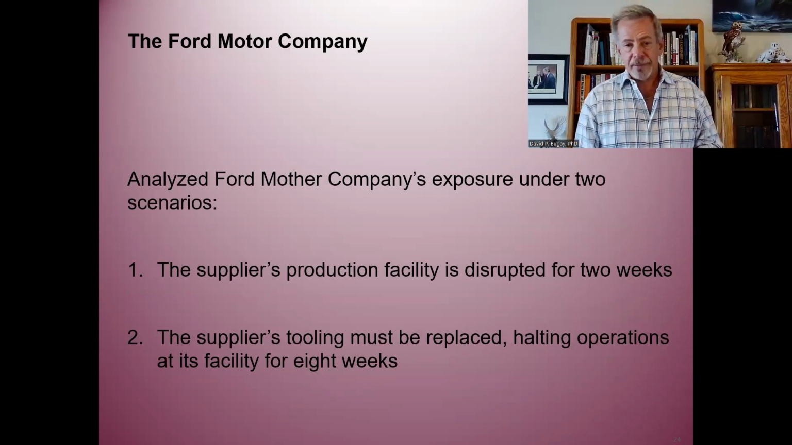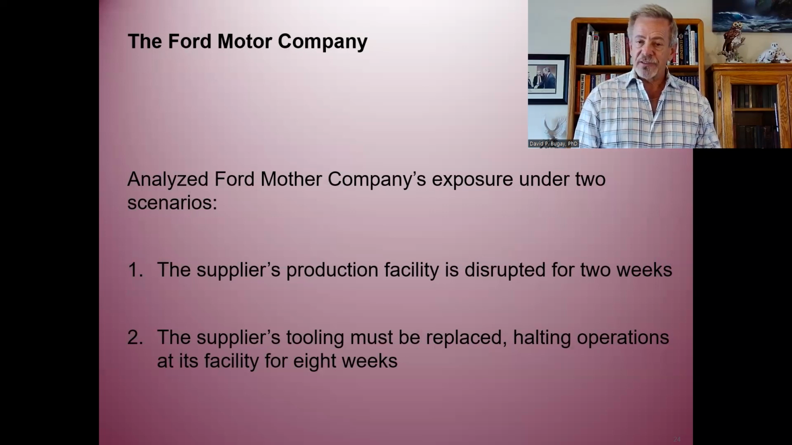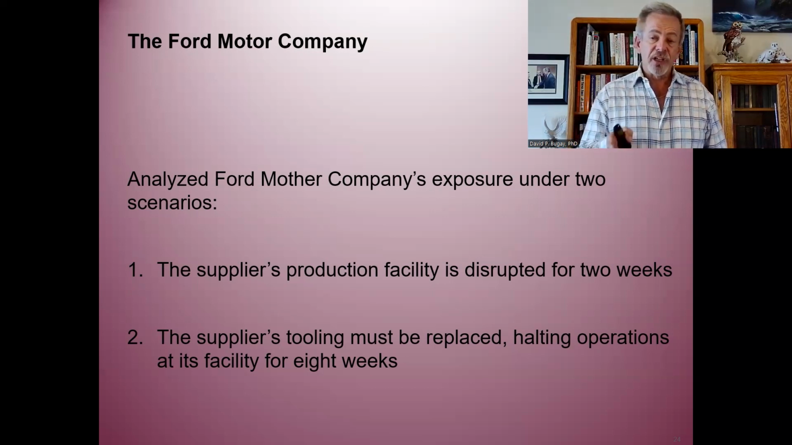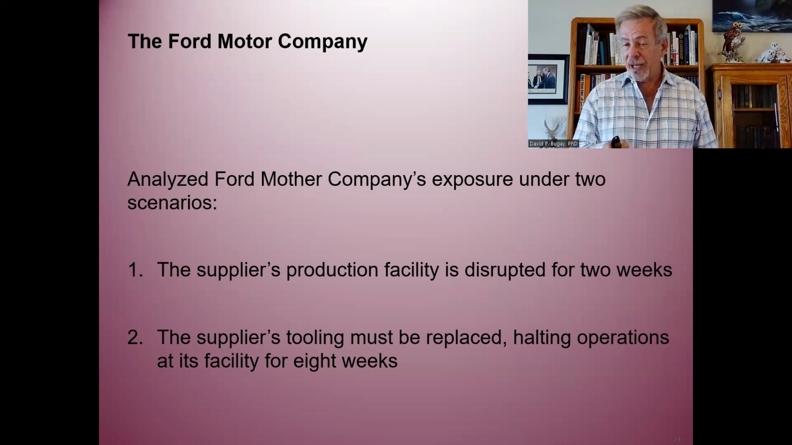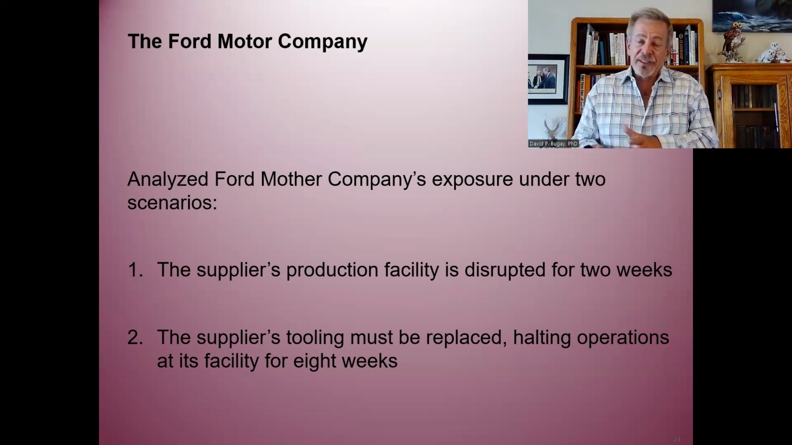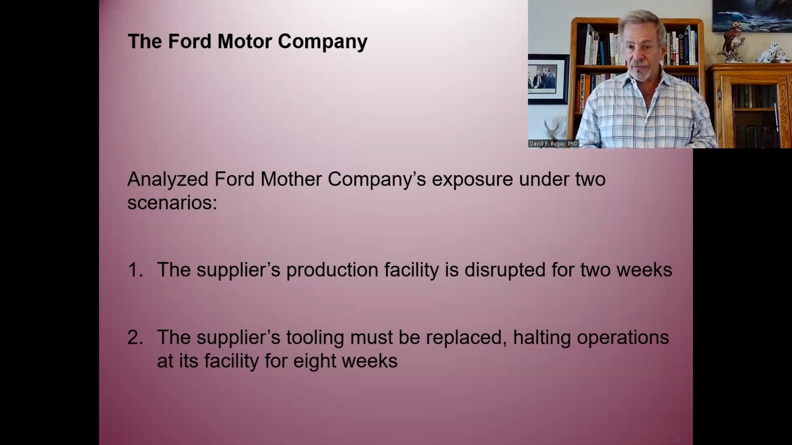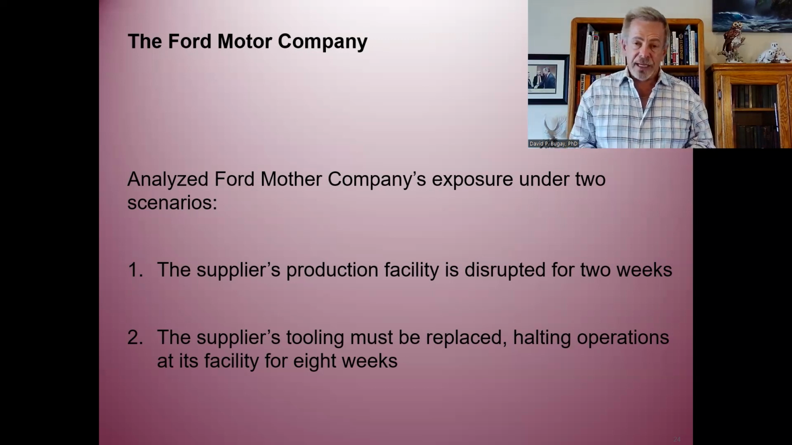Ford Motor Company did that. They analyzed two scenarios. The supplier's production facilities disrupted for 2 weeks, and the tooling had to be replaced, halting operations at its facility for 8 weeks. Now, by the way, in the traditional automotive industry, it's pretty common that every summer they shut down a factory for 2 months when they retool everything to come in with a new body style.